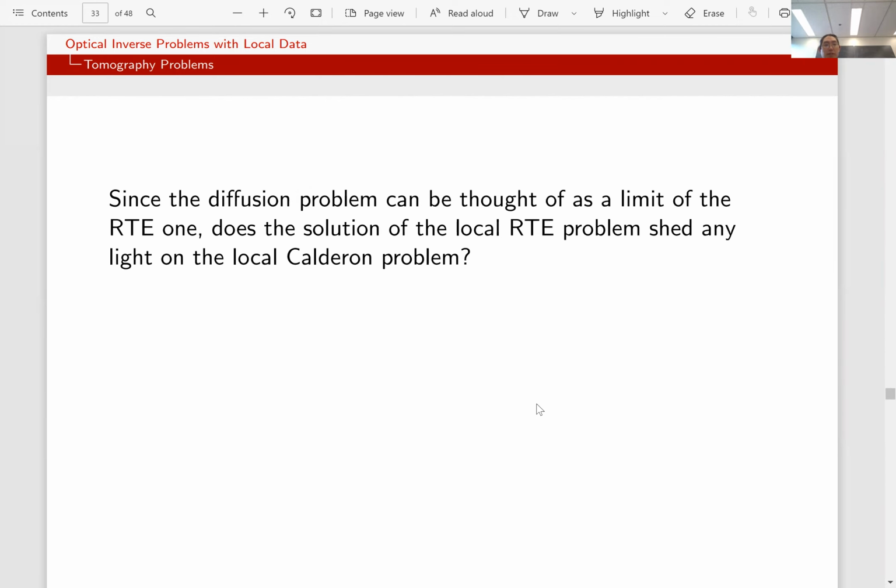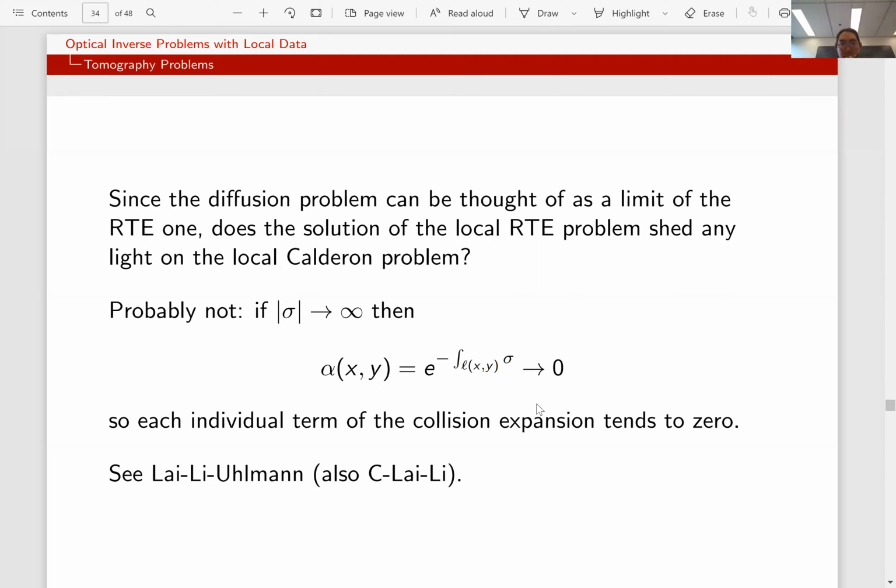And so you might ask yourself, if the diffusion problem can be thought of as a limit of the RTE one, does the solution of the local RTE problem shed any light on the local Calderon problem, the local diffusion problem? And the answer is probably not, as it turns out. The problem is that if you send sigma to infinity, which is what you do when you scale the Knudsen number Kn, you're sending this attenuation factor e to the minus integral sigma to 0. And what that means is that each individual term of the collision expansion tends to 0. So you can't meaningfully extract information from any particular term of the collision expansion.